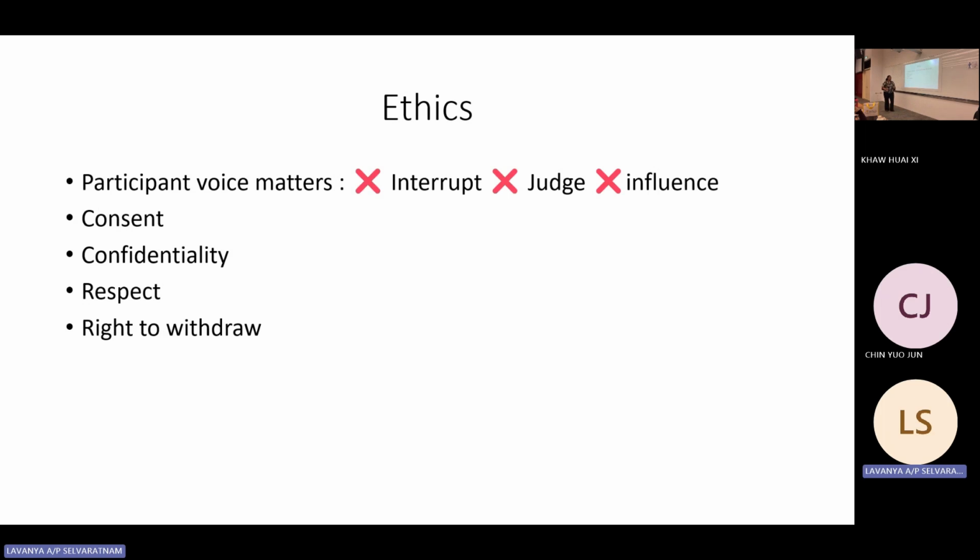So when it comes to qual, there is a whole list of ethics, but something I want to emphasize is that the participant's voice matters. You have to make sure that during your interview and during your data analysis, you do not omit anything that the participant is saying.